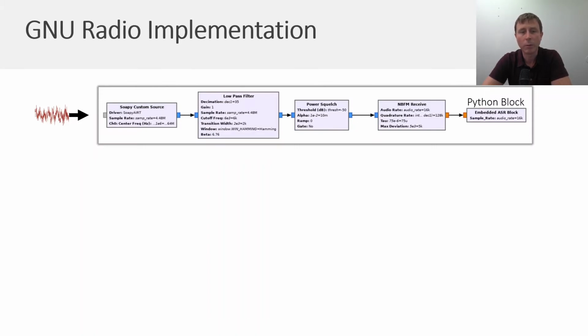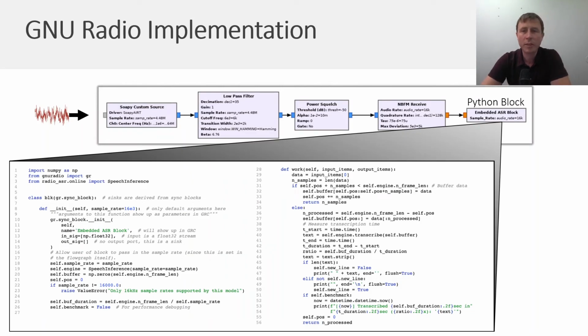We then run that through a power squelch. And if we break squelch, then that goes to a narrowband FM demodulation, and then we go to GNU Radio's Python block, where we have created an embedded ASR code in there. So you will see, if you look at this embedded Python block, and we have the code down here below, what we are doing is just leveraging the built-in Python block.